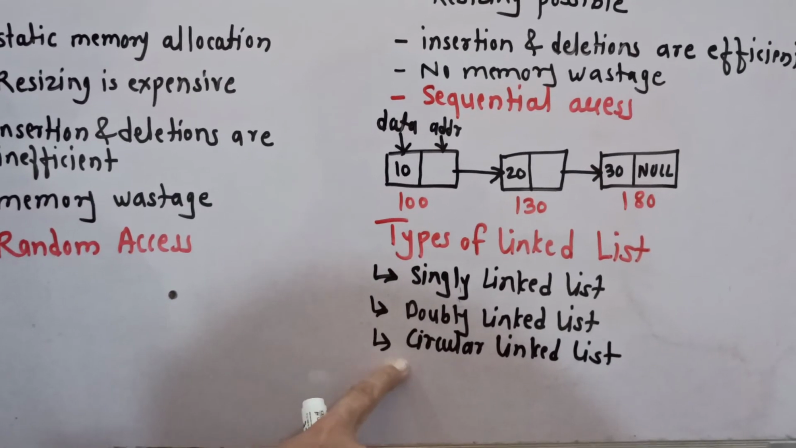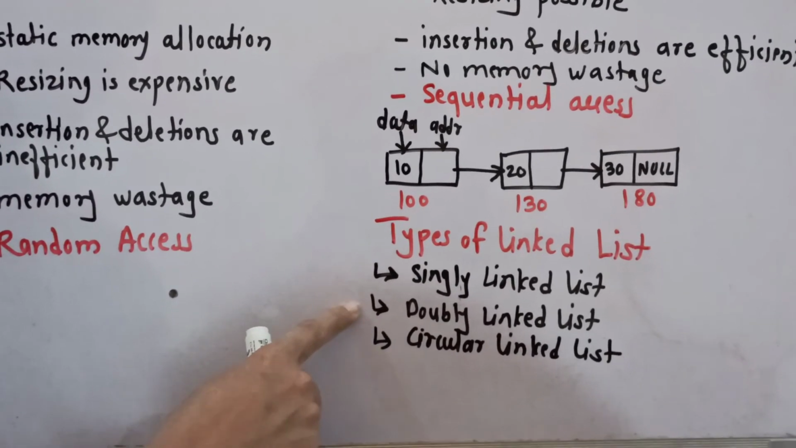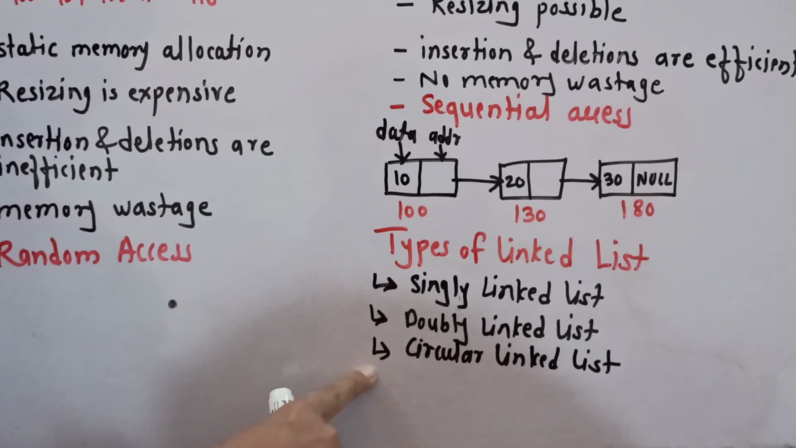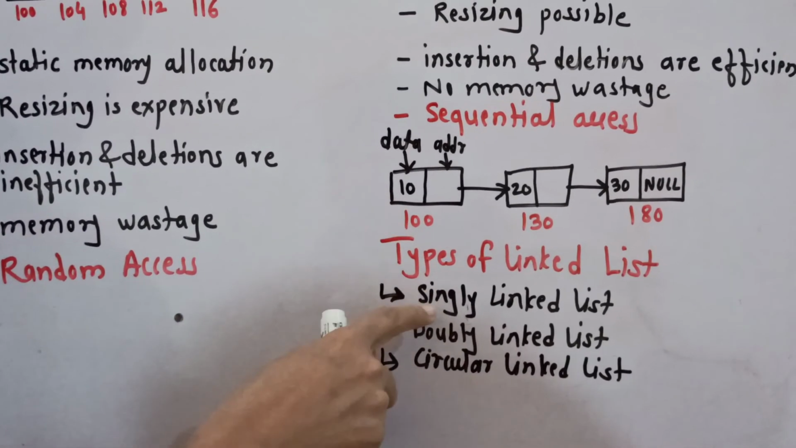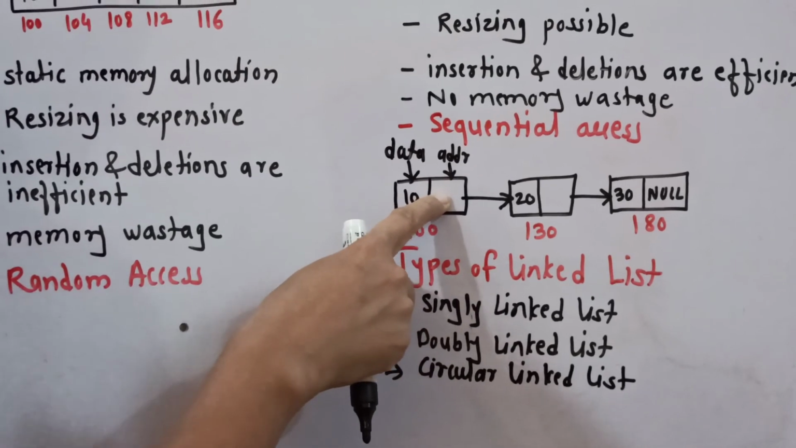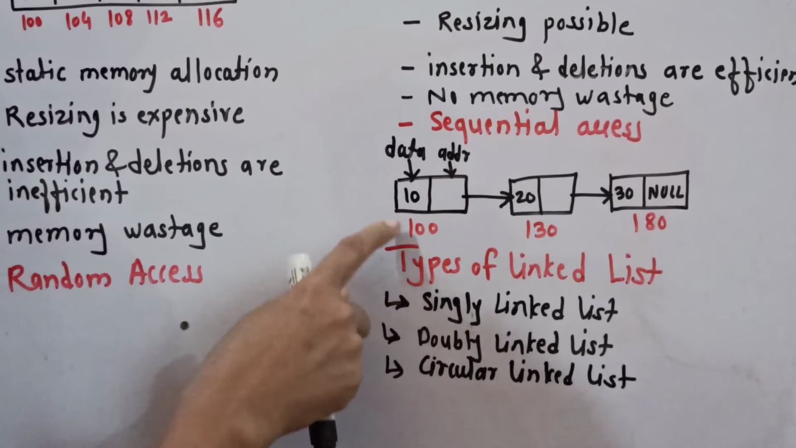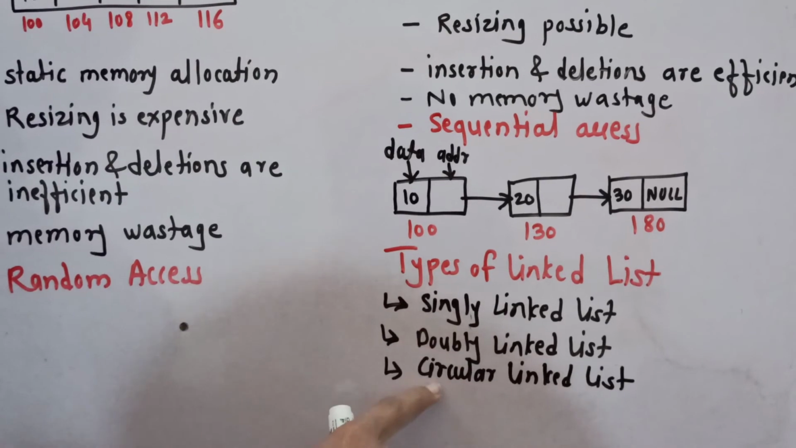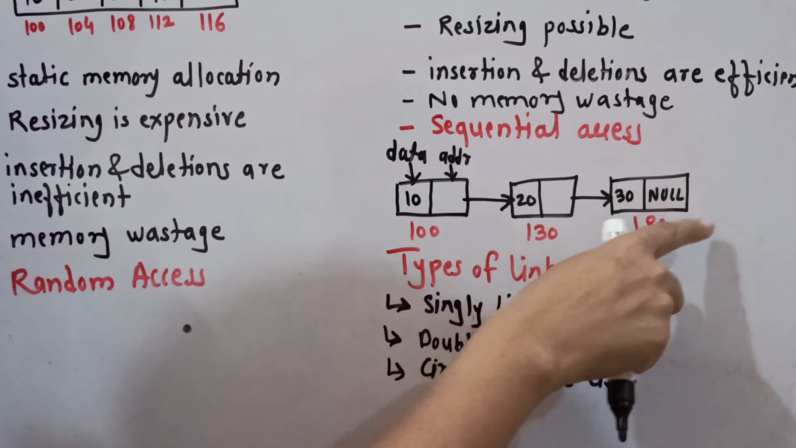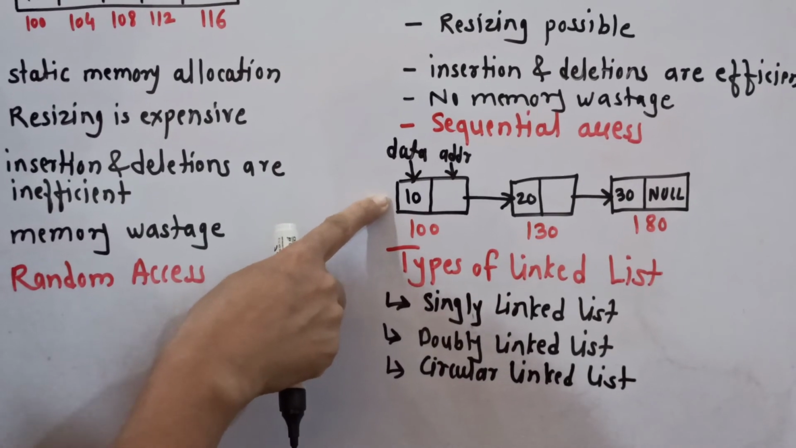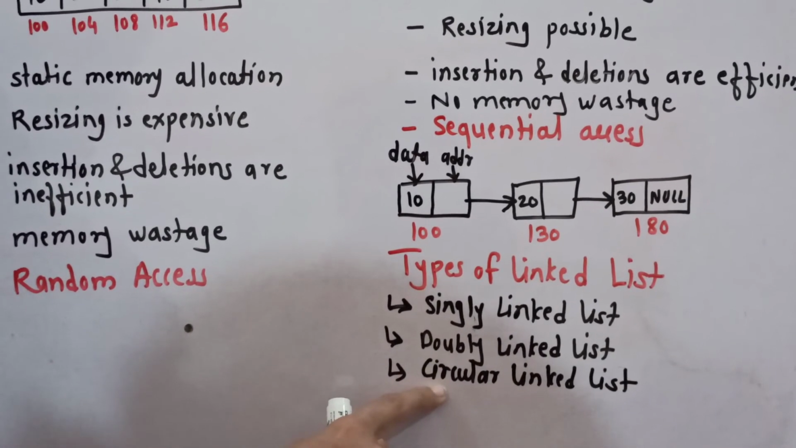There are 3 main types of linked list: singly linked list, doubly linked list, and circular linked list. In a singly linked list, as in this example, only one pointer field is present. In a doubly linked list, 2 pointer fields are present, and in a circular linked list, the last node's address field contains the address of the first node. That's why it is called the circular linked list.